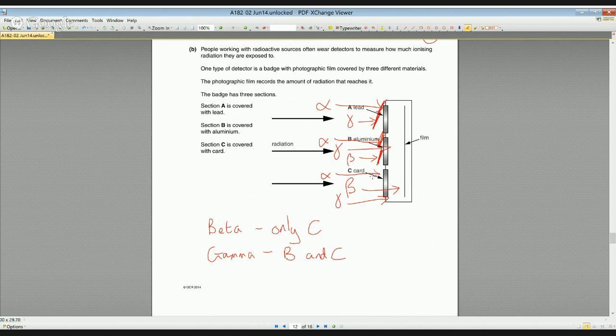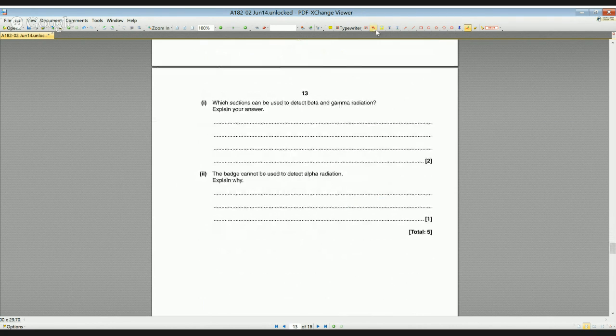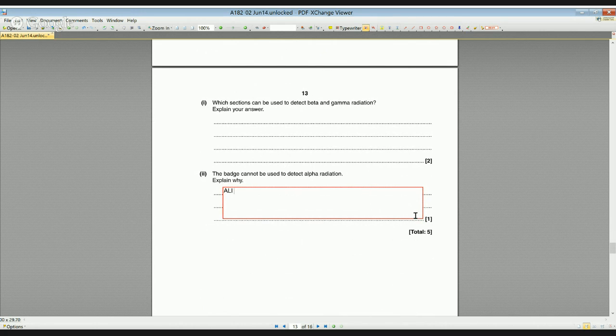You will have seen in class at some point a demonstration showing that alpha radiation is stopped by a single sheet of paper. So none of those three coverings allow alpha radiation through. So that's what we need to write here. All of the windows, that is card, aluminium, and lead, block alpha radiation. So none of it reaches the film.